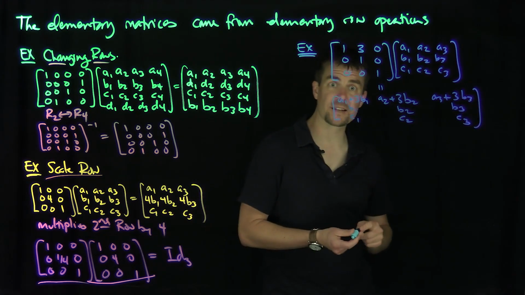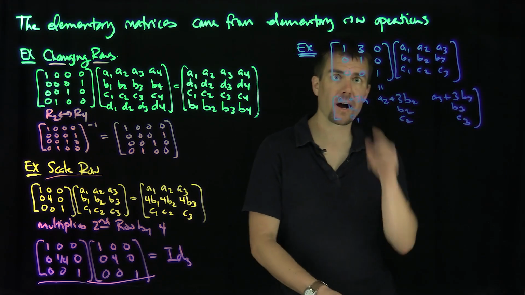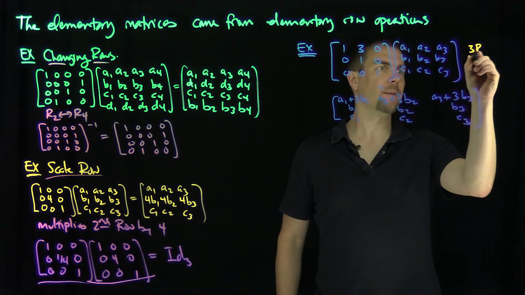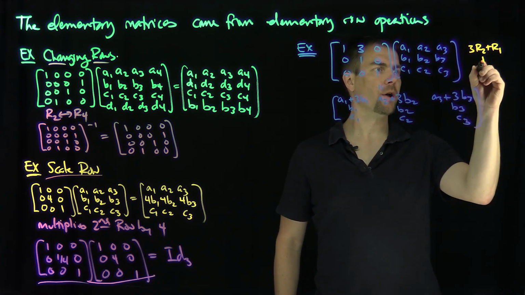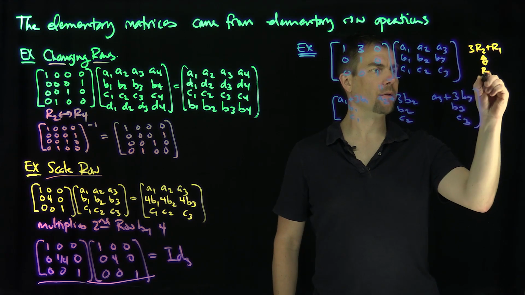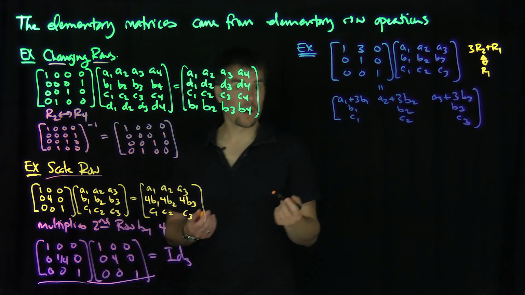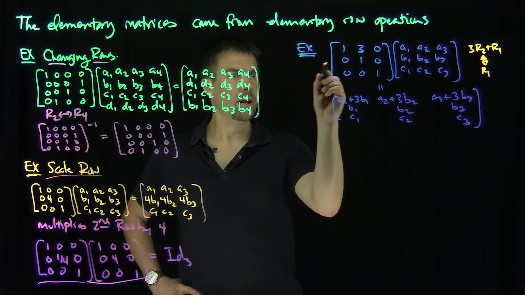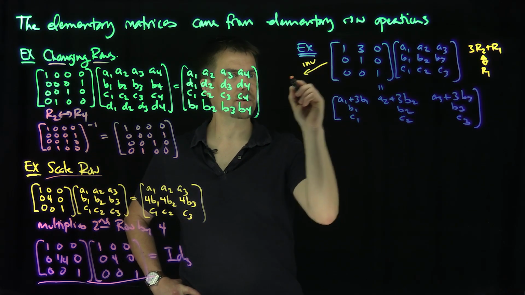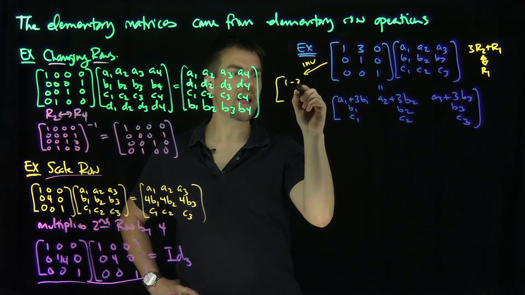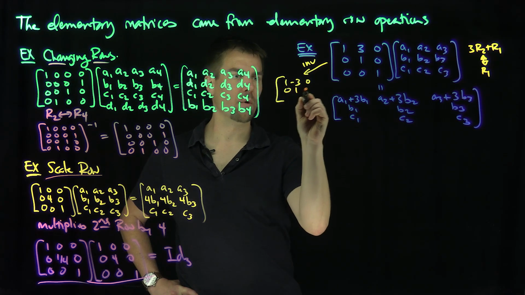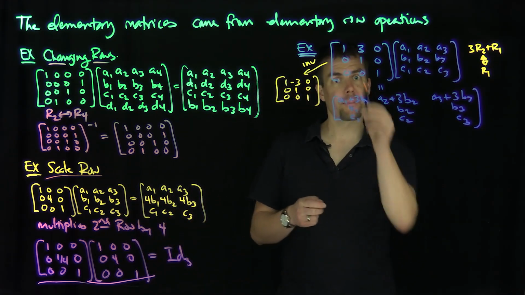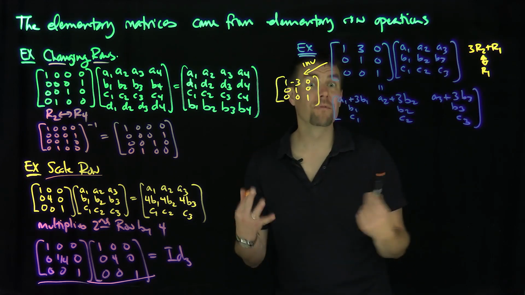So the effect that this had is I've added 3 times the second row to the first row. So this would correspond to 3 times row 2 plus row 1, replacing row 1. Now, of course, if I wanted to undo this, it's easy to check that if this is my matrix over here, the inverse of this matrix will be [1, -3, 0], [0, 1, 0], [0, 0, 1], like so. So the inverse of a matrix of this form is also of the same form.